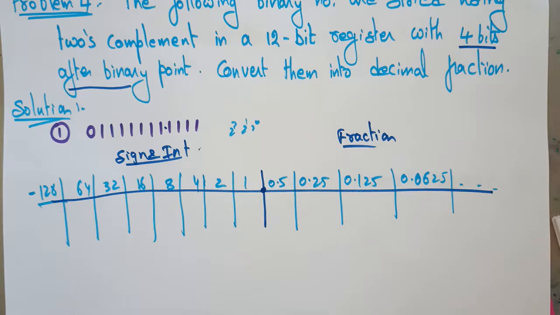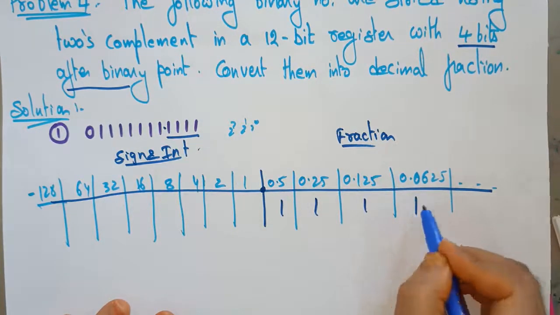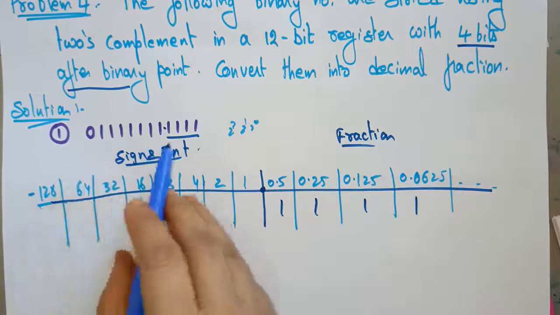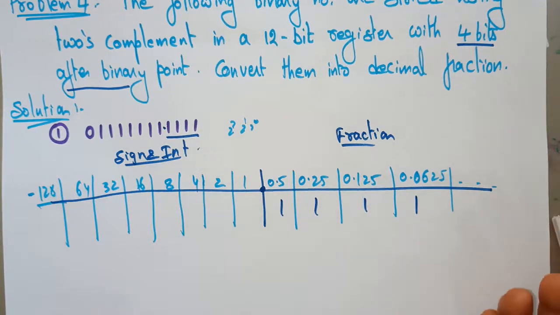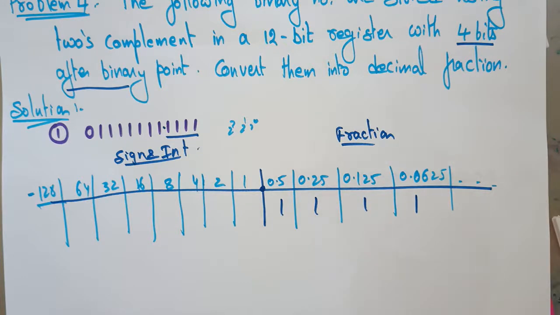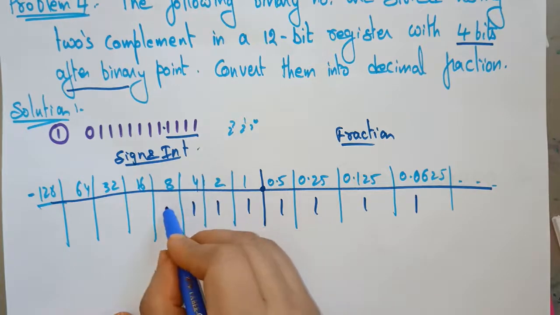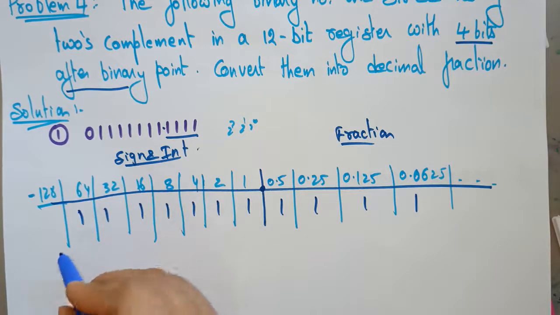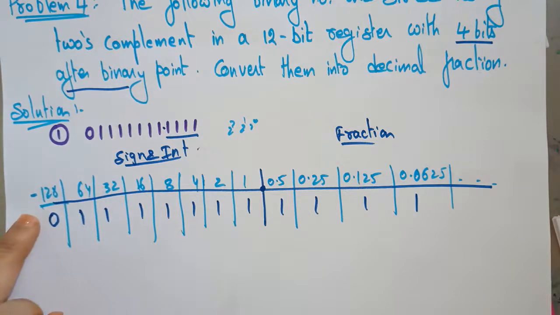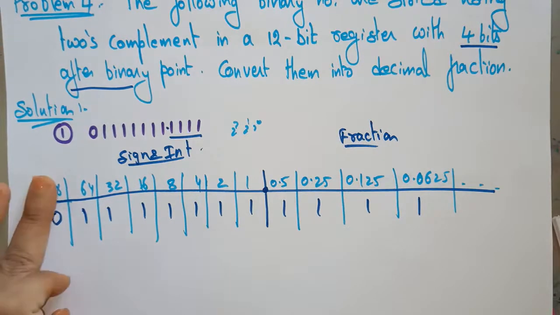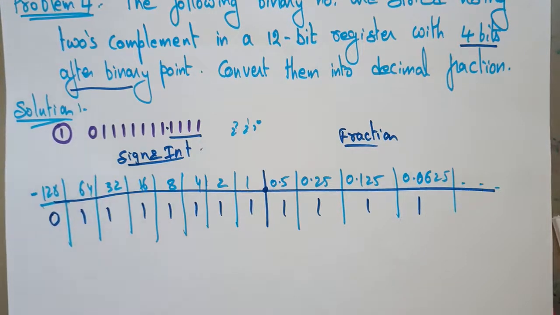So what are the values here? The fraction part is 4 bits, and the remaining total is 12 bits, right? In the 12 bits, if you remove the 4 bits, then you will have 8 bits, right? So 1, 2, 3, 4, 5, 6, 7, and the last bit, the 8th bit, is a 0. That's why I have kept it as minus 128, because the last bit is a sign bit. So you need to keep minus. Now calculate it.